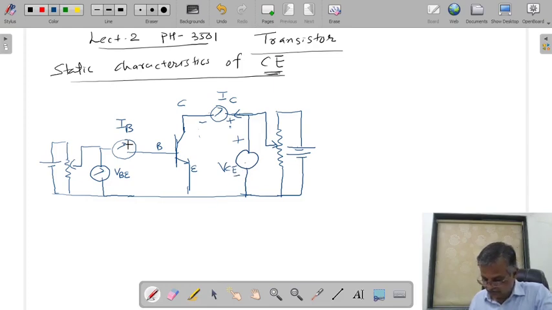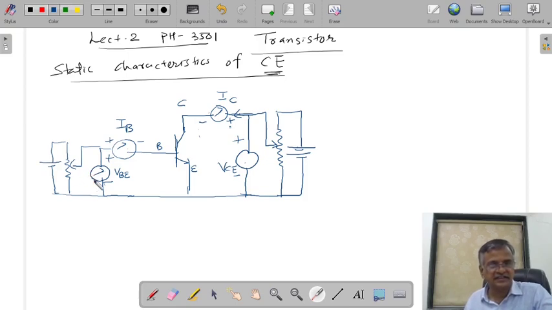Now for the base, we have seen the emitter current is outside, so the base current will flow in this direction. As the base current flows in this direction, this is plus, this is minus, this is plus, this is minus for the voltmeter. You can see the battery negative will come in. So this is called the circuit diagram to obtain output and input characteristics.